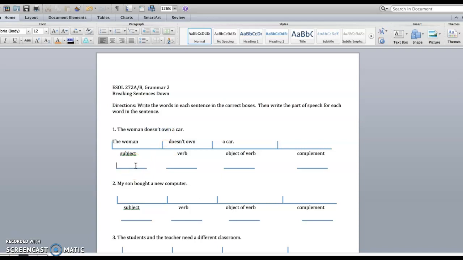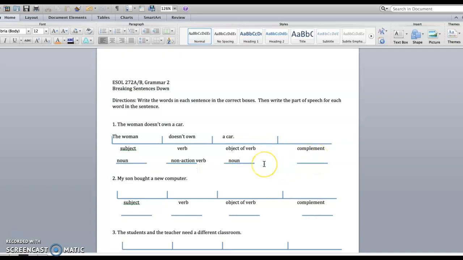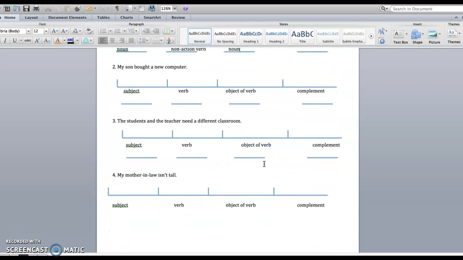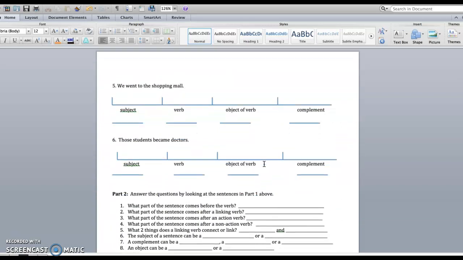So for example, the woman is a noun, right? Because it's a person. Woman is a person. Doesn't own is a verb, right? So we could say a non-action verb maybe. And then here, the object of the verb car is also a noun because it's a thing, okay? And then there is no complement. So that's what I want you to do for these 6 sentences, all right?